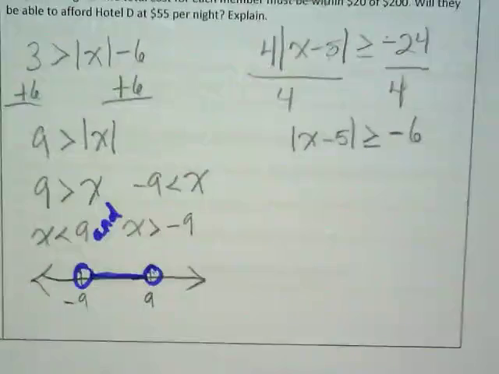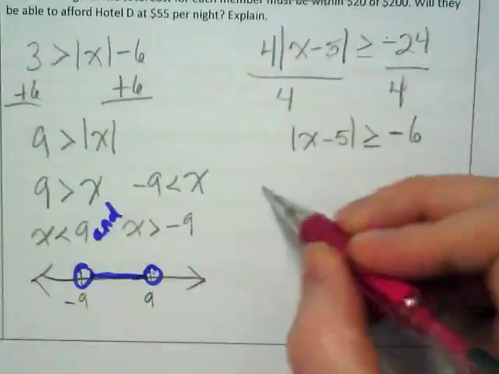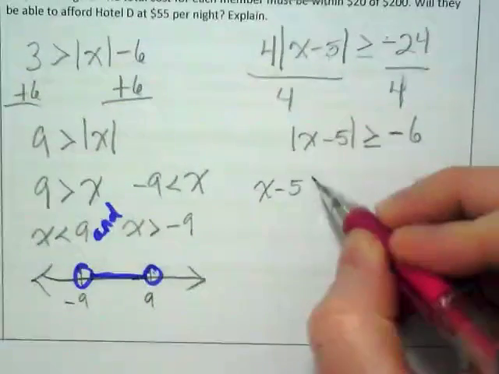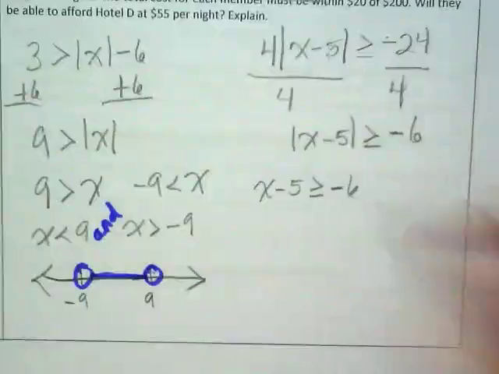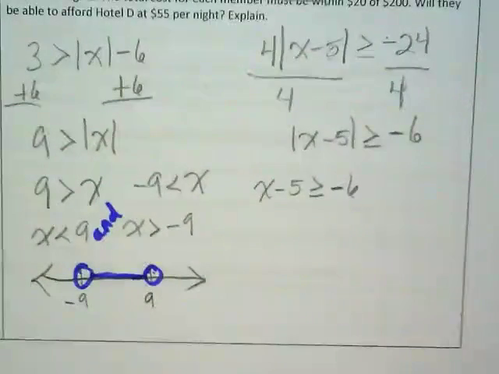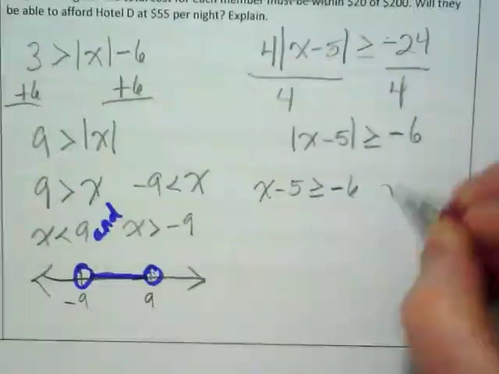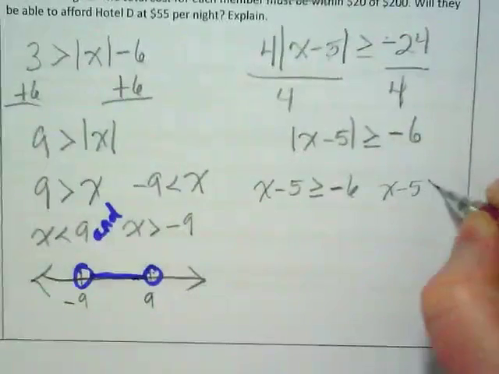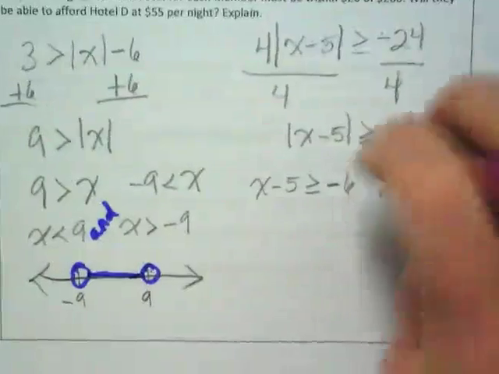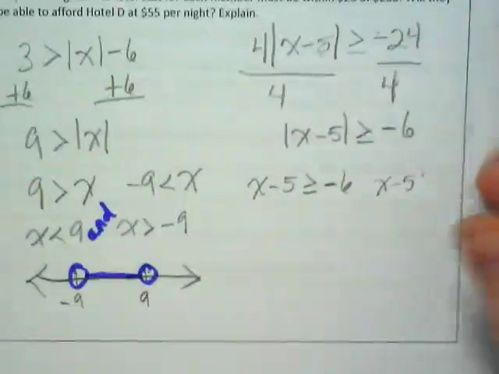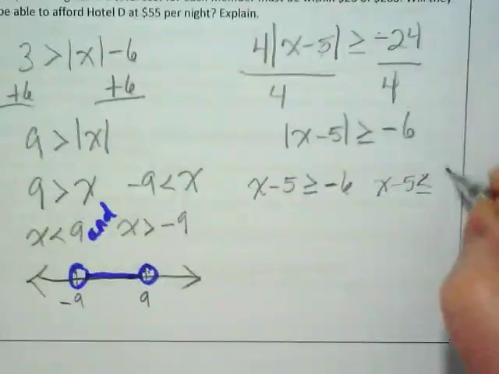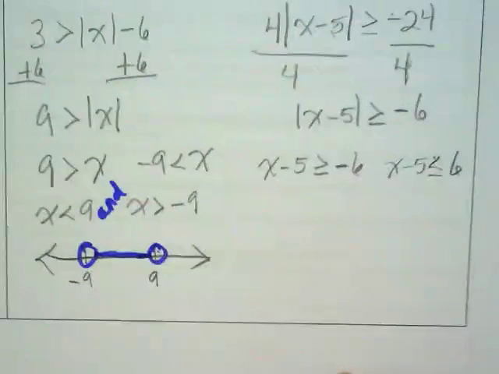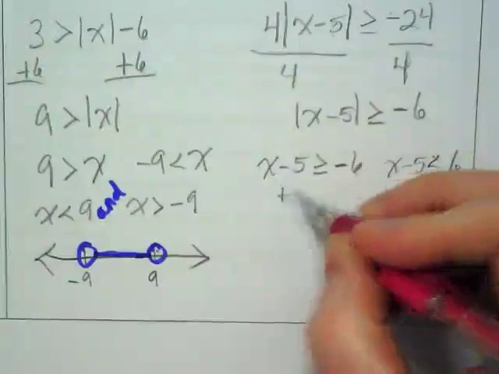We have a negative version already. So we're going to write this as x minus 5 is greater than or equal to negative 6. The sign doesn't flip because I haven't multiplied this by a negative 1. The other one is going to get multiplied by a negative 1 so that we end up with a positive 6. What do you think that means will happen to the symbol? Yep. Except I'm still writing it the wrong way. Everything gets a 5 added to it.